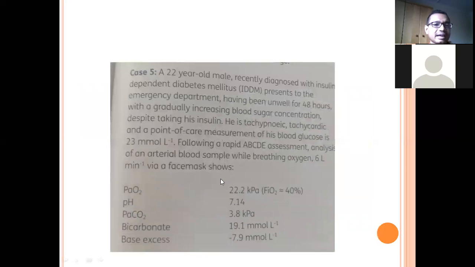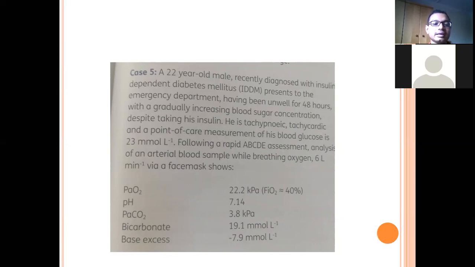Now comes case 5, where we can see the pH is 7.14. What does that mean? Acidosis or alkalosis? Yes, alkalosis. No, it's acidosis, because it's less than 7.35. So this is an acidosis. Let's look at the partial pressure of carbon dioxide, that is 3.8. So what does that mean? Yes, the carbon dioxide is less. If it's less, it is not contributing acid, so it doesn't support the pH. So it's not definitively a respiratory thing.